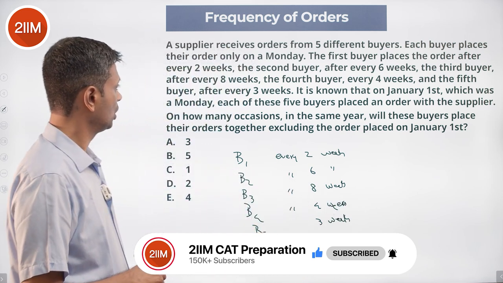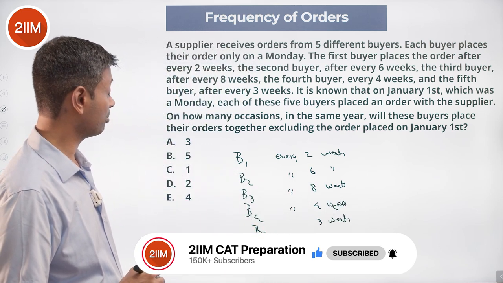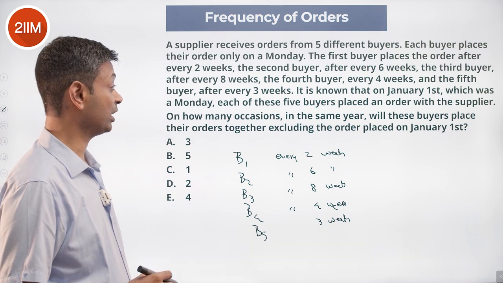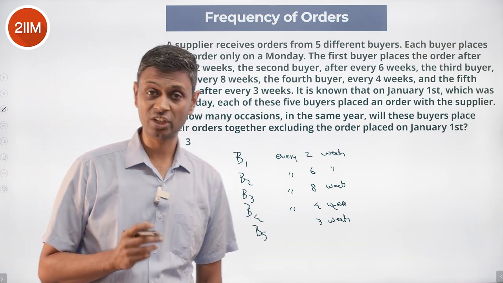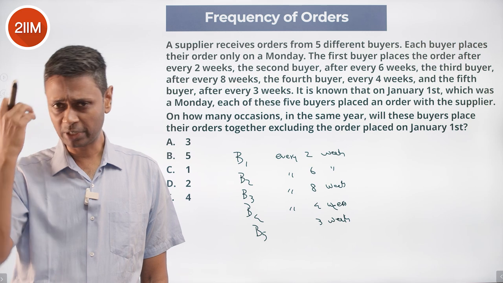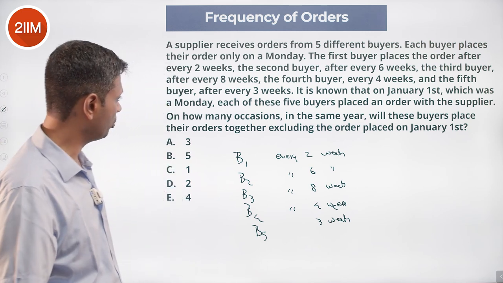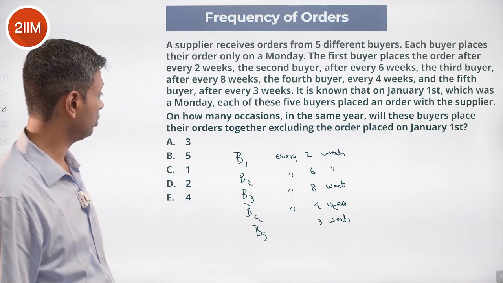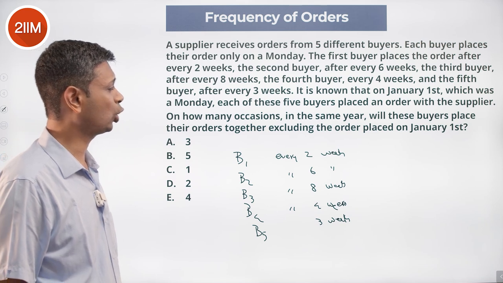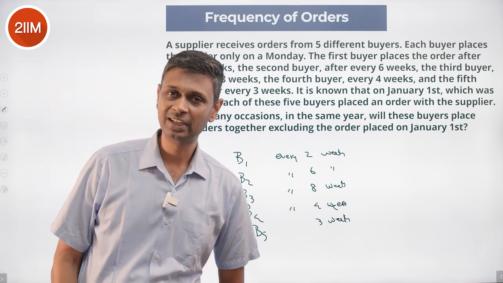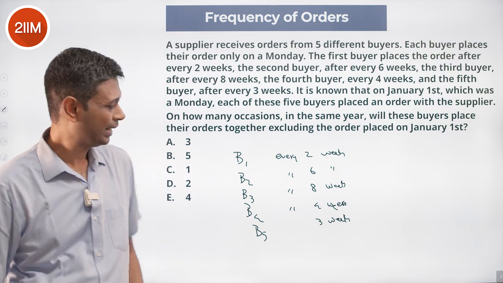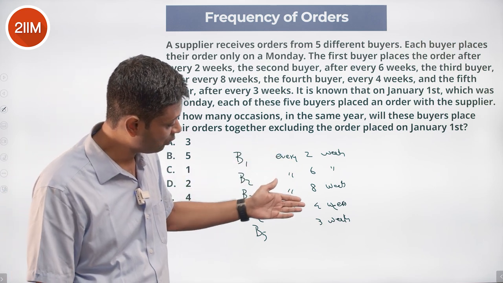If it is known that on January 1st, which was a Monday, each of these 5 buyers placed an order with a supplier. Nice. Jan 1st, it's a Monday, and all 5 of them have placed an order on that day. On how many occasions in the same year will these buyers place their orders together, excluding the order placed on Jan 1st? Leave out Jan 1st. When will they do? Every 2 weeks, every 6 weeks, every 8 weeks, every 4 weeks, every 3 weeks.